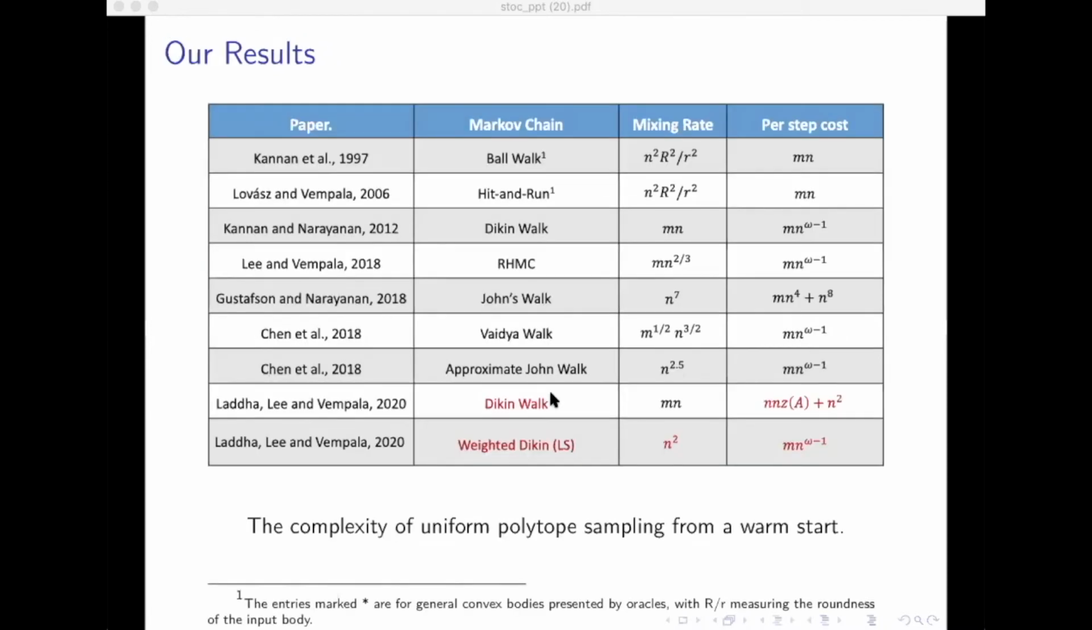Compared to previous results, the weighted Dikin walk based on the Lee-Sidford barrier is currently asymptotically the fastest method for uniform sampling from a polytope. We present a high-level overview of the proofs of these theorems.